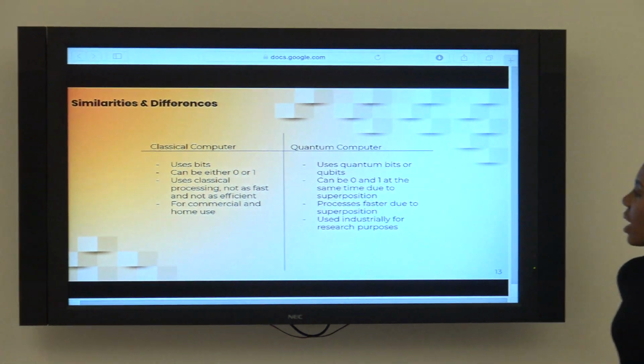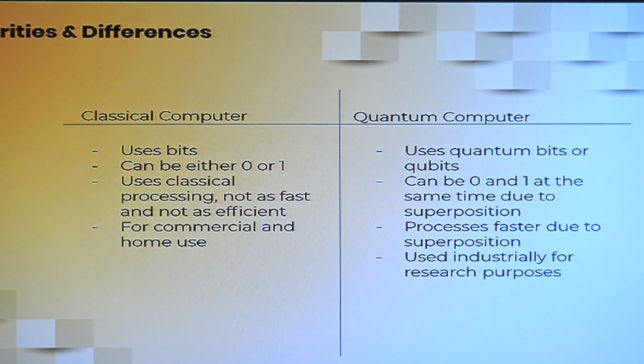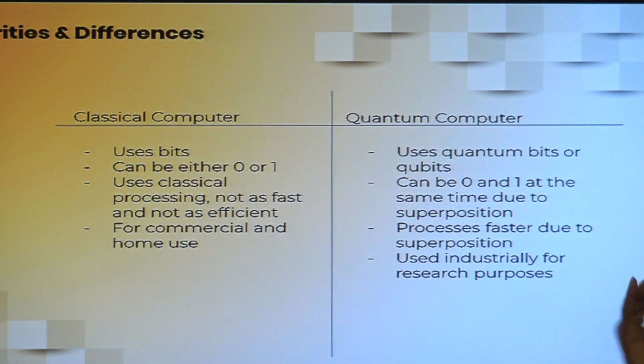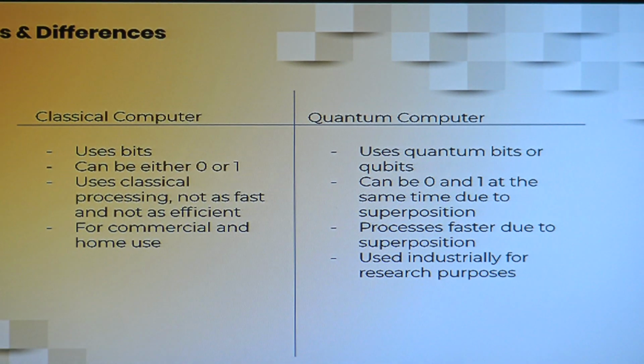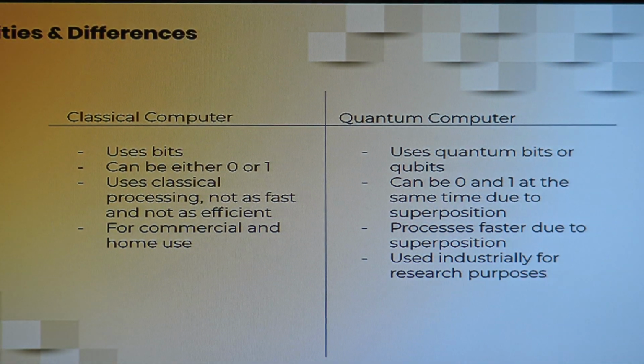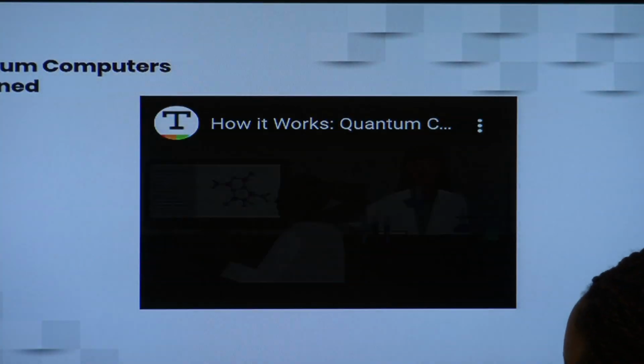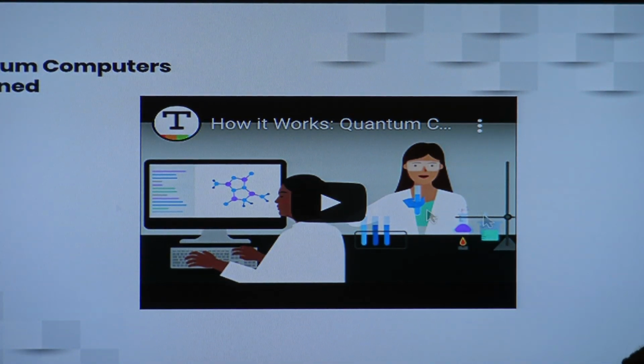So this is just showing the differences between the classical computer and the quantum computer, like we mentioned before. It's very important to remember classical computers use bits, quantum computers use qubits. So it can be 0 and 1 at the same time. And I have a video that should explain it a little bit better.